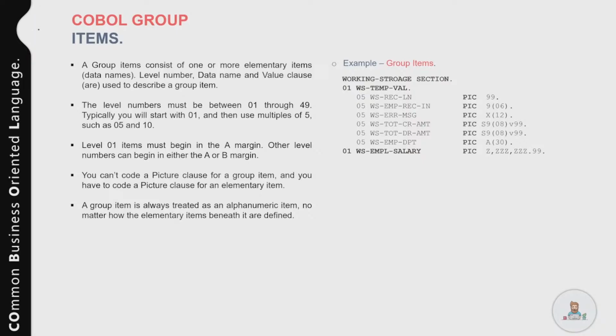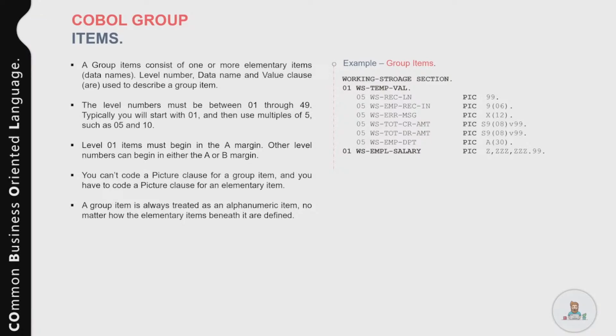Here's an example, and we have a working storage section where we have defined 2 variables, and the first variable is the only group variable, right? The second variable that we have defined, that is employee salary, is an elementary item. And if you notice, the first variable, that is WS-TEMPORARY-VARIABLE, is actually a group variable where we have defined approximately 4 to 5 elementary items.